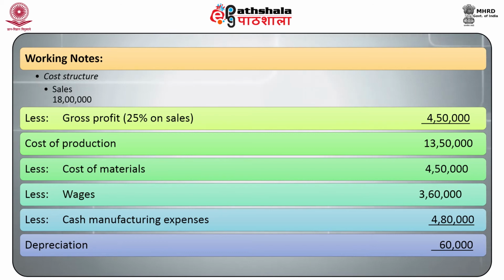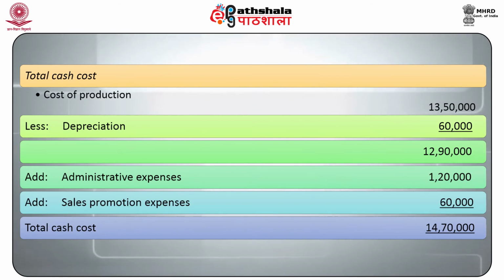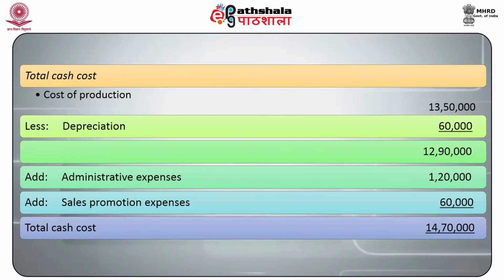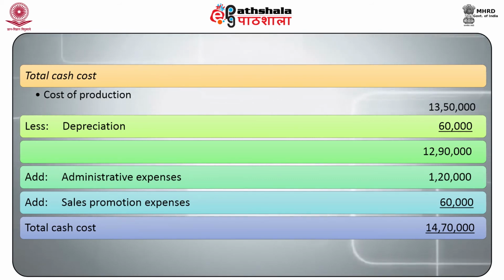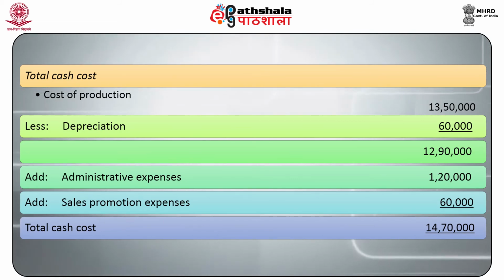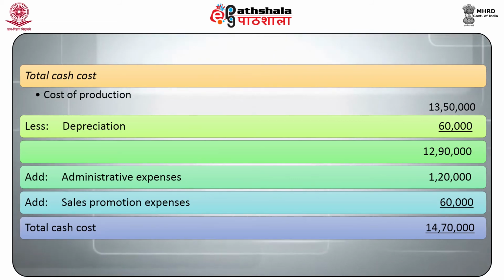For this also we have some working notes. We need to calculate the cost structure, which includes the sales less gross profit, then the cost of production, the cost of materials, wages, cash manufacturing expenses and the depreciation. The total cash cost needs to be calculated also, the cost of production less depreciation. Then we have to add the administrative expenses and also the sales promotion expenses. The total cash cost is given by 14,70,000.